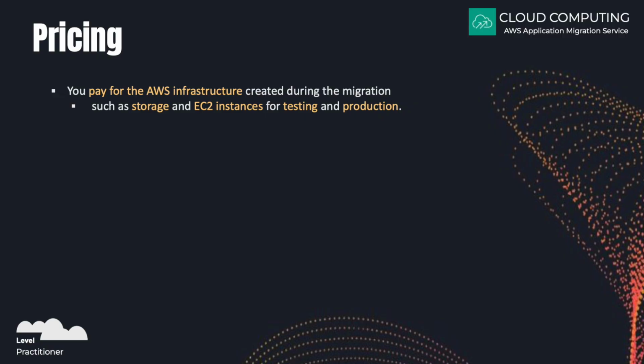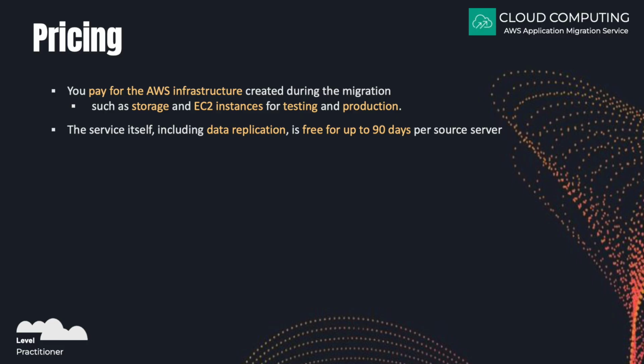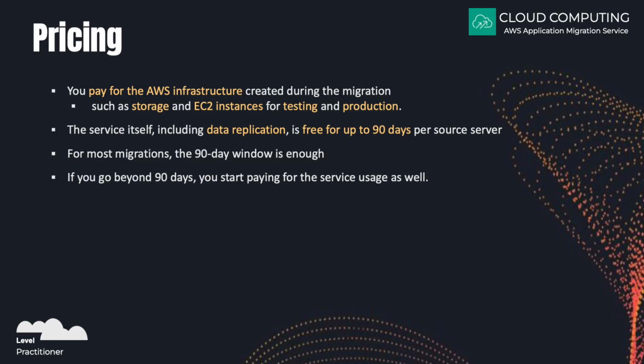However, the Application Migration Service itself, including the data replication and everything, is free to use for up to 90 days per source server. For most migrations, this 90-day window is more than enough to fully replicate and cut over your applications. If you go beyond that 90-day period, then you start paying for the service usage as well. But in many real-world migration projects, everything is wrapped up within that free period.